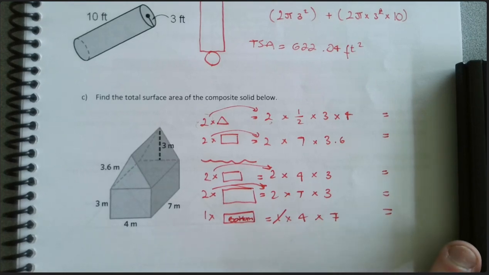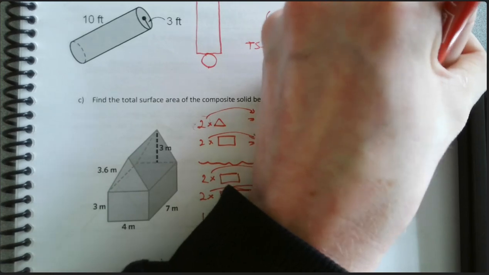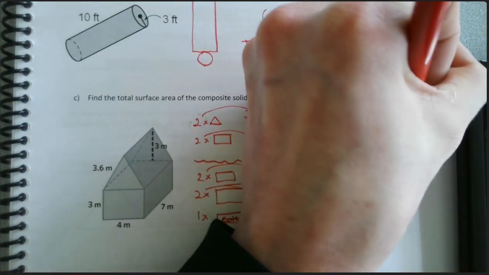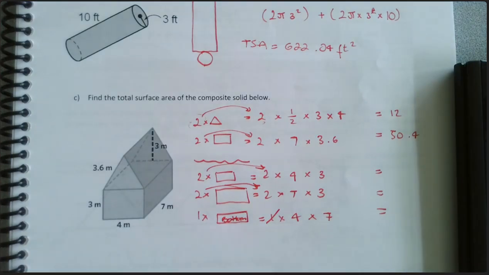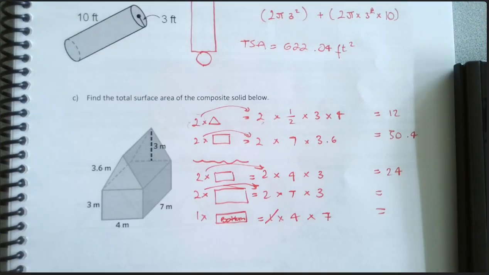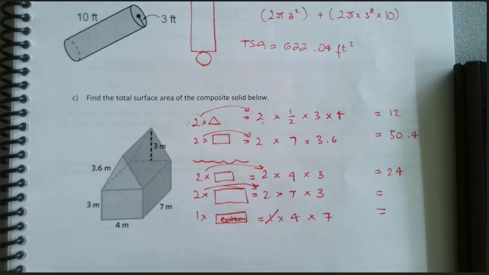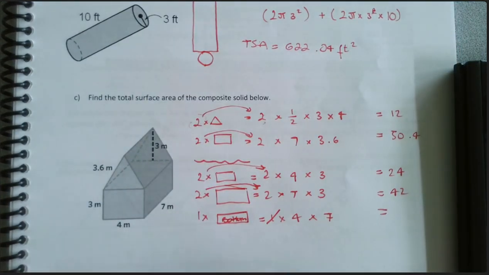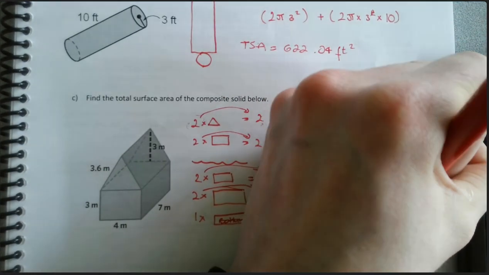2 times 0.5 times 3 times 4, 12. This one here is 2 times 7 times 3.6, 50.4. This one here, 2 times 4 times 3, 24. This one's 2 times 7 times 3, 42. And then 4 times 7, 28.